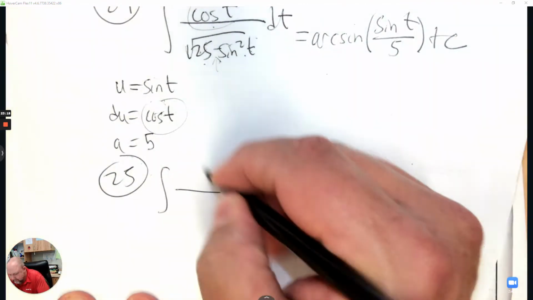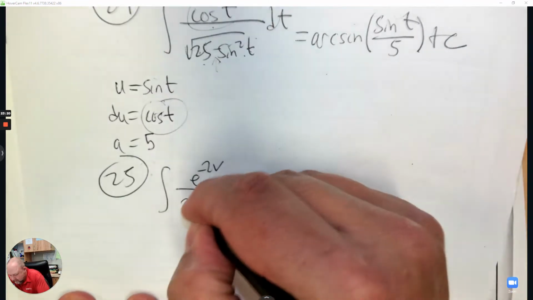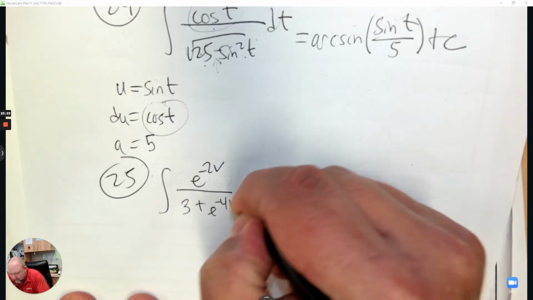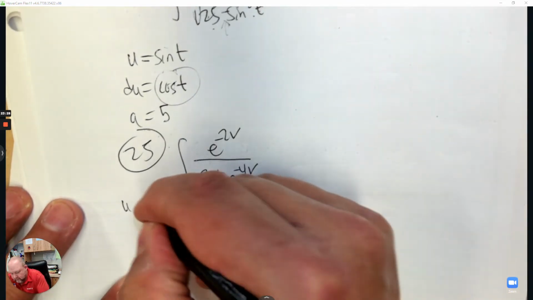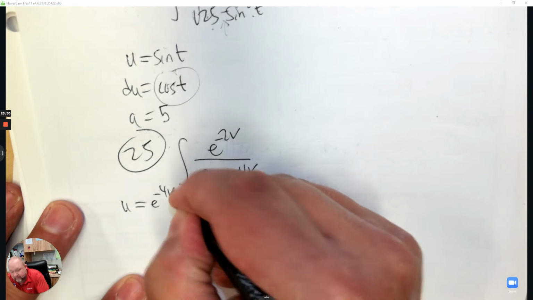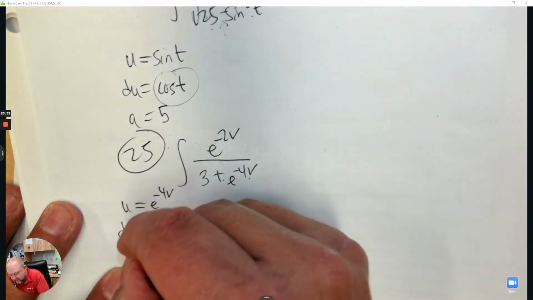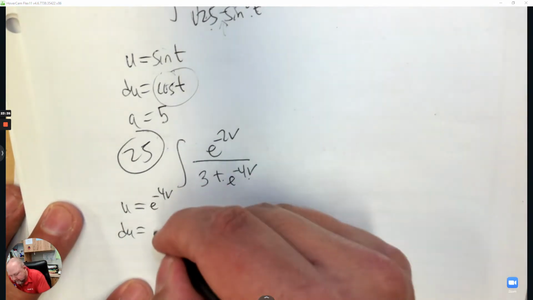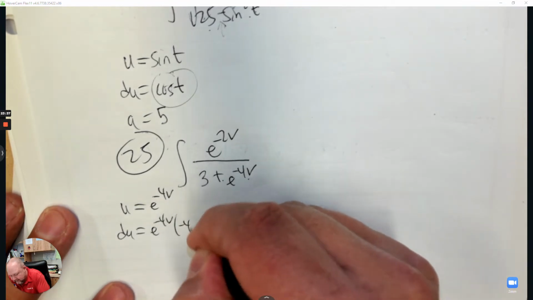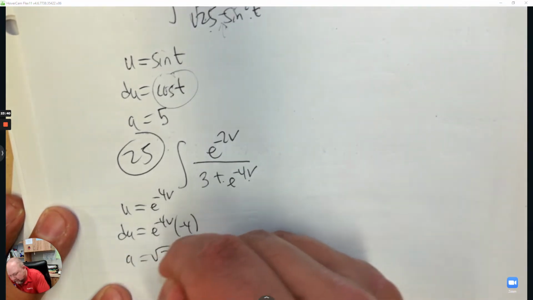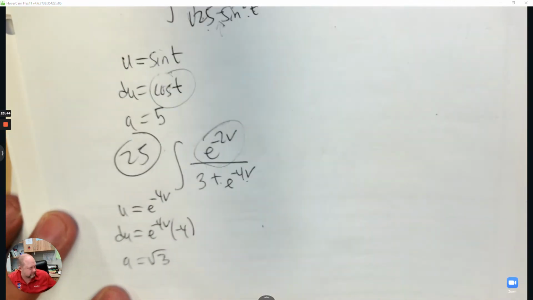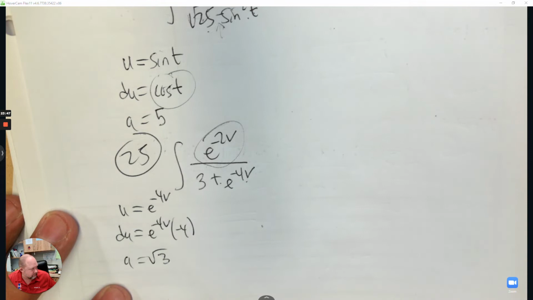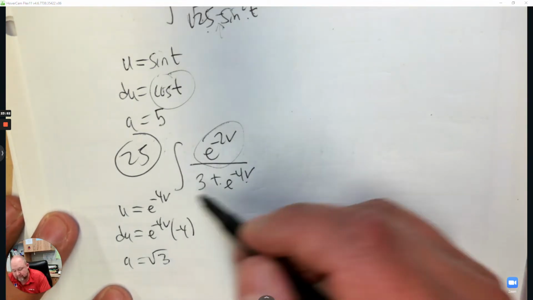I'm going to integrate e to the negative 2v over 3 plus e to the negative 4v. It feels like it could be arctangent, and we're going to see. So u is e to the negative 4v. The derivative is e to the negative 4v times negative 4, and then a would be the square root of 3. So that's not like terms with the numerator. Oh, wait a second. It might be if I did this right.